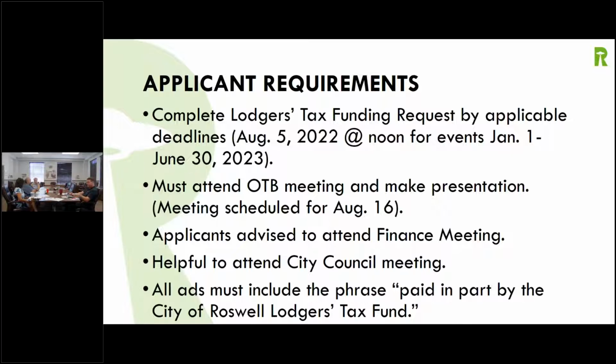So how often are those? Once a month? The finance committee meetings are once a month, but generally they only consider the lodger's tax funding requests after an OTB meeting where those take place. So the September finance committee meeting is going to be when they look at those August 16th recommendations that you will hopefully make.